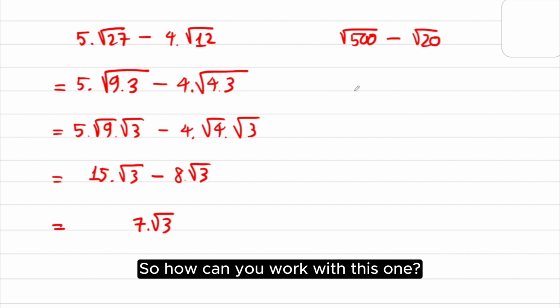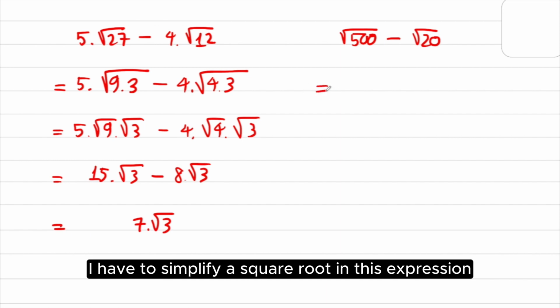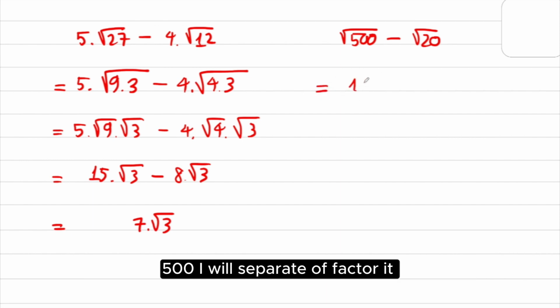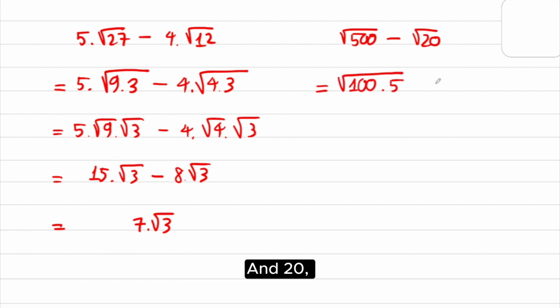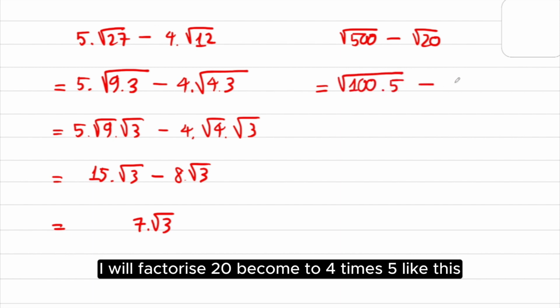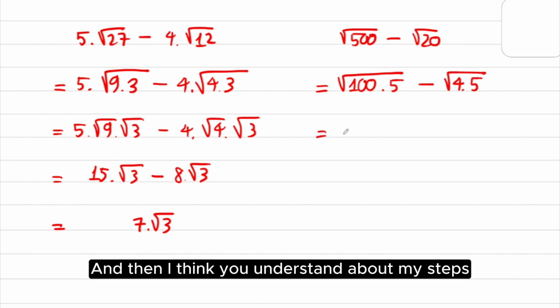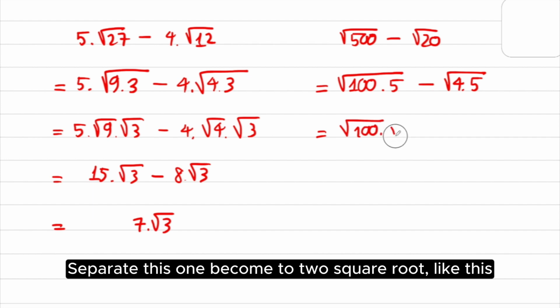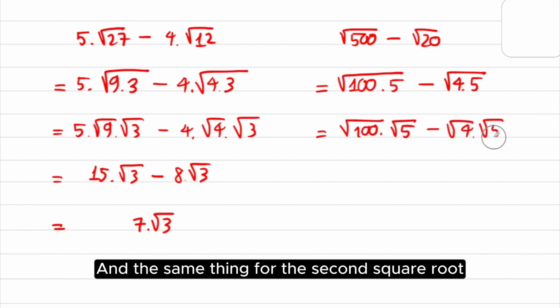Another example I want to give you is 500 under square root minus square root of 20. So how can you work with this one? The first thing I have to do is simplify each square root in this expression. 500 I will factor into 100 times 5, and 20 I will factor into 4 times 5. Then I think you understand the next step. Separate this one into 2 square roots, and the same thing for the second square root.